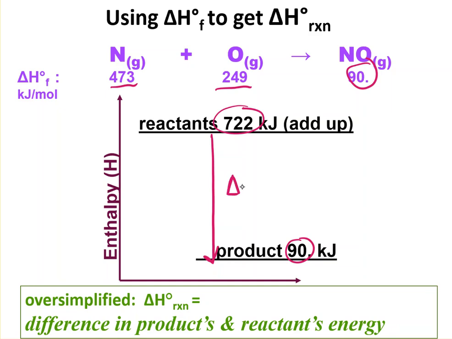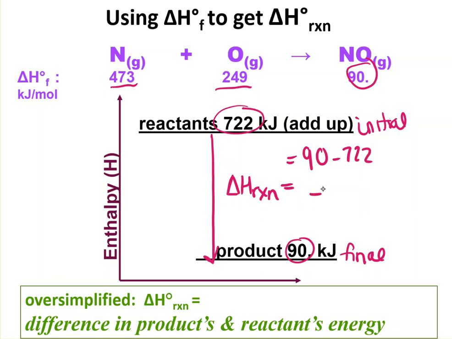And so what will the heat of this reaction be? The change in enthalpy will be, I will just subtract. This is final minus the initial. So it'll be 90 minus 722, and I get negative 632 kilojoules.